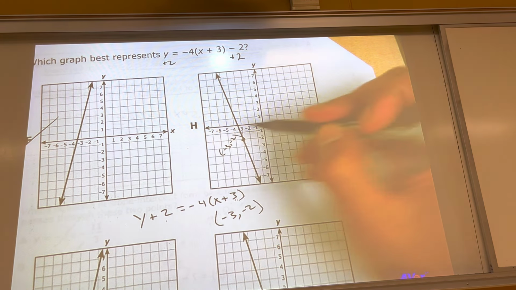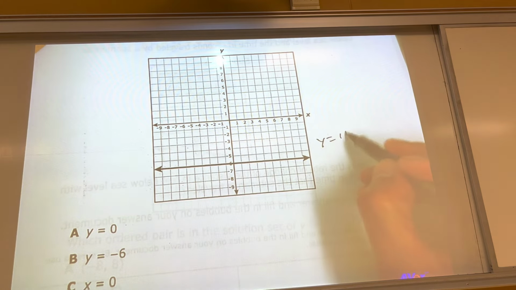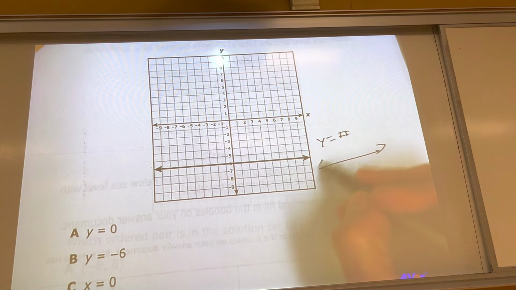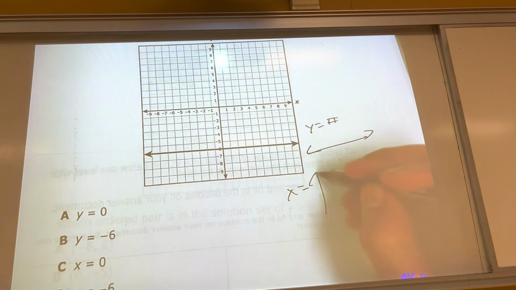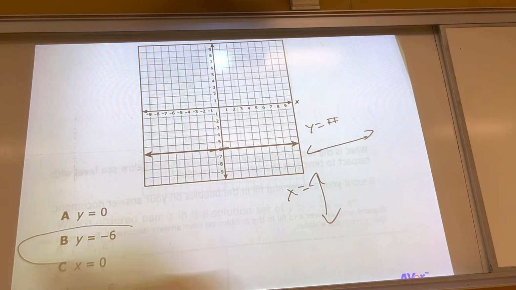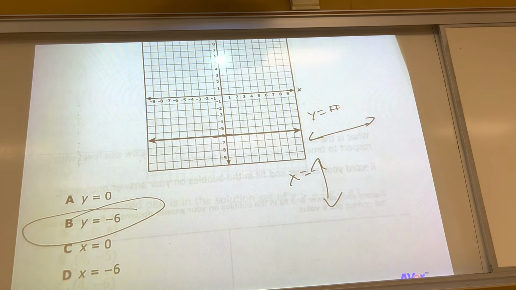Okay. Y equals a number. Y equals a number is a horizontal line. X equals a number is a vertical line. And now we just got to figure out what number is it? Well, it's the number that crosses at the y-axis. Y equals -6. B. Y equals -6.